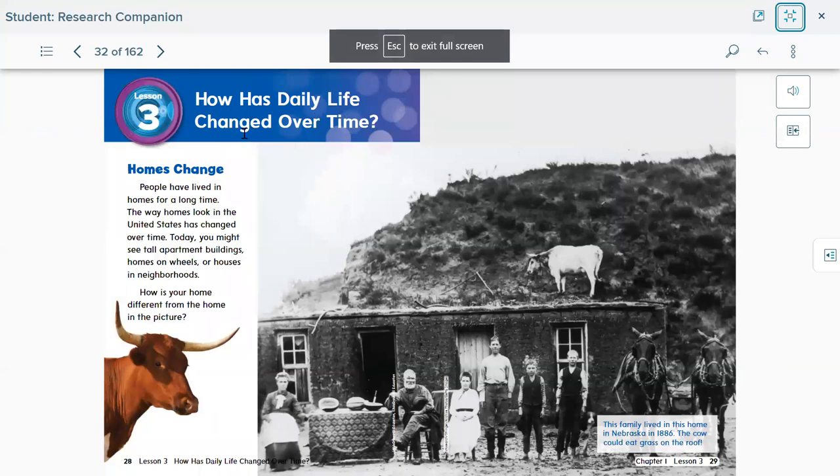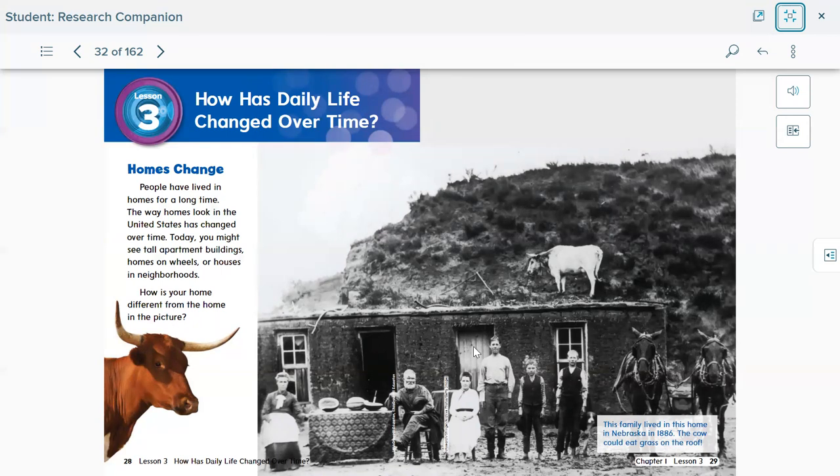How has daily life changed over time? Homes change. People have lived in homes for a long time. The way homes look in the United States has changed over time. Today, you might see tall apartment buildings, homes on wheels, or houses in neighborhoods. How is your home different from the home in a picture?